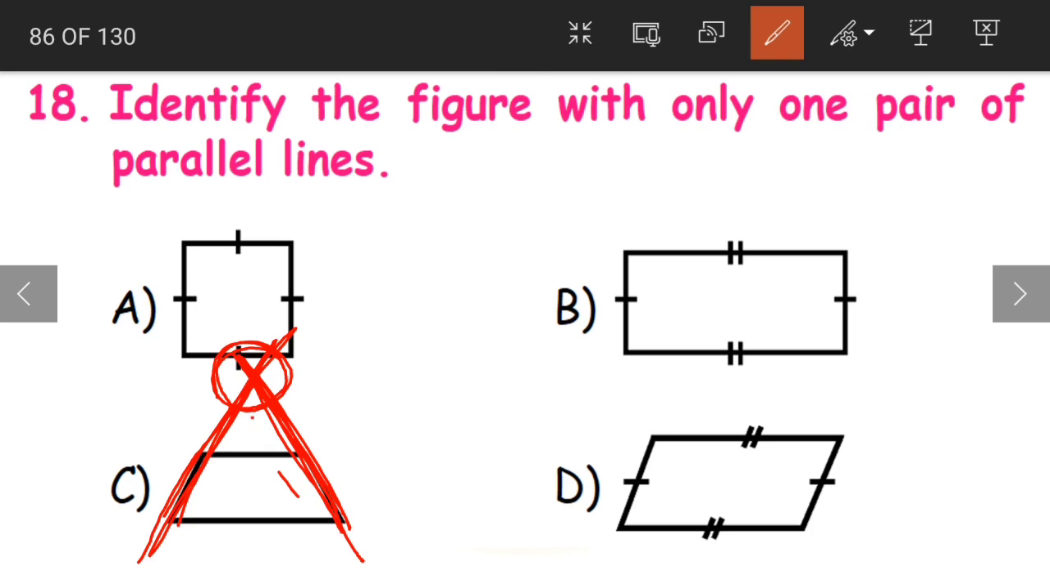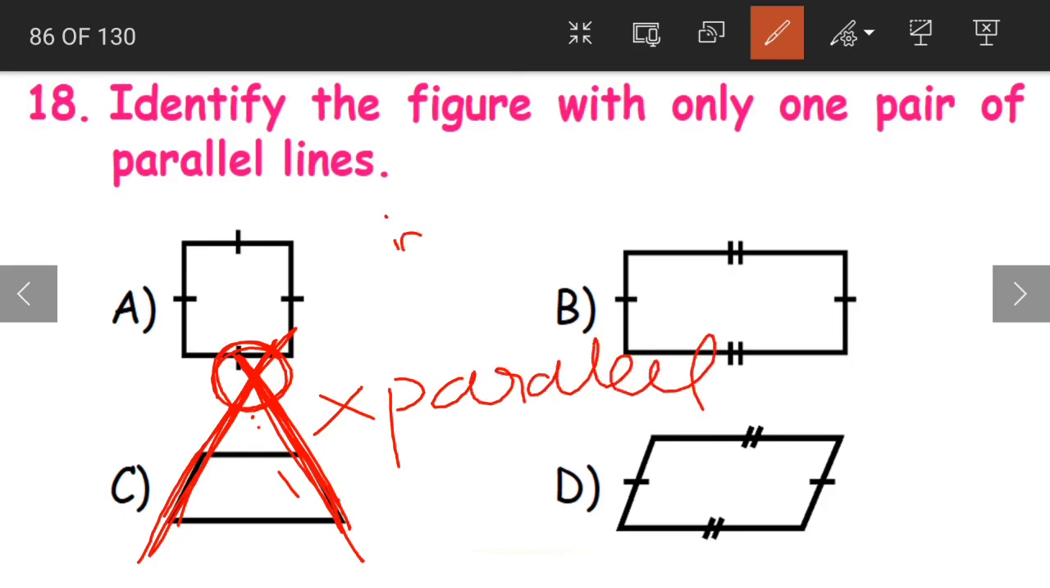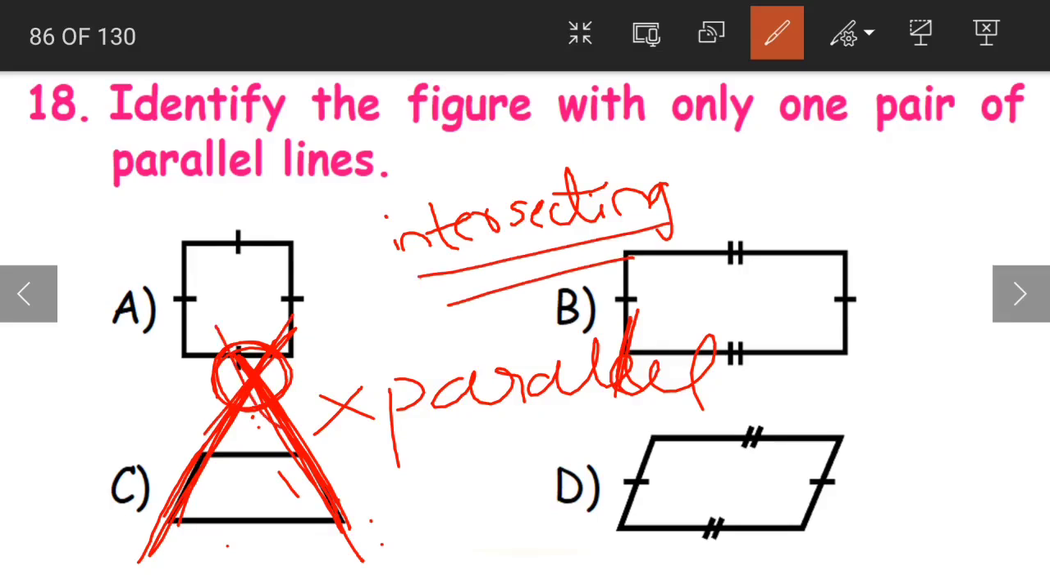So when the lines cross each other, they are not called parallel lines. They are called intersecting lines. INTER, inter, SECTING. Intersecting lines. Is this clear, children? So whenever you have two lines which cross their path, they are called intersecting lines.